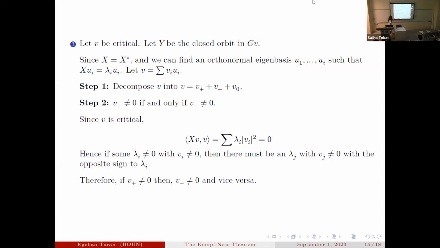The second step: I will show you that V plus is non-zero if and only if V minus is non-zero. I know that v is critical, so this inner product must be equal to zero. And in this decomposition, this inner product is just equal to this summation. Also, since X is Hermitian, its eigenvalues are real, so the terms will be either positive, negative, or zero. If I have a positive term, I need a negative term in order to make the sum go to zero, right? Then if V plus is non-zero, V minus must be non-zero and vice versa, because if I have a negative term, I need a positive term.